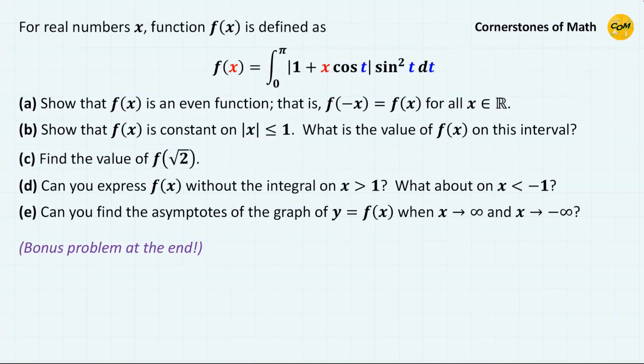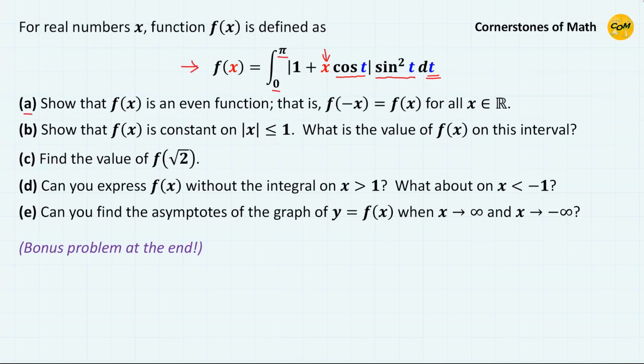Hello and welcome to yet another video of Cornerstones of Math. Today I've got this nice integral problem where we have this function f of x that is, well, quite unusual. Here function f of x is defined as the integral of the absolute value of 1 plus x times cosine t, times sine squared t, dt from 0 to pi, which is an interval for t, by the way.